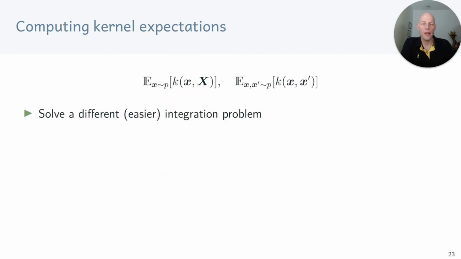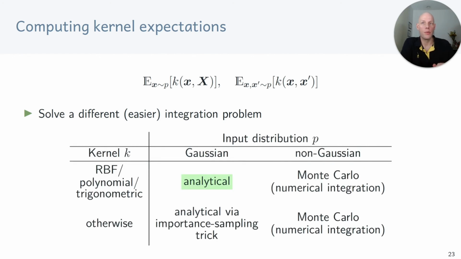Generally, kernels are fairly simple functions, and computing kernel expectations is typically easier than computing the expectation of f. Depending on what kind of kernel we use and what distribution p is, kernel expectations can be computed in different ways. For example, if we have a Gaussian distribution p and the kernel is either an RBF, polynomial or trigonometric kernel, we can compute kernel expectations analytically. In most other cases, we need to do Monte Carlo estimation or numerical integration if the integral is low-dimensional.